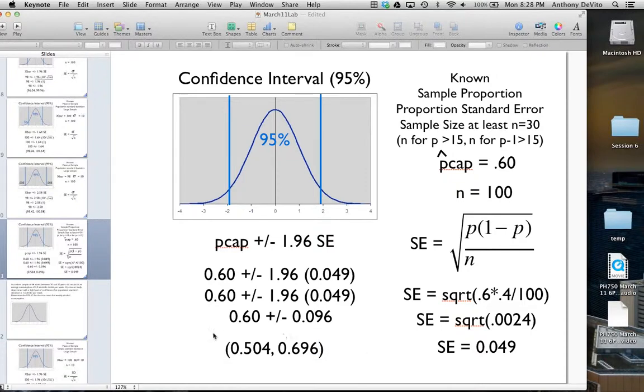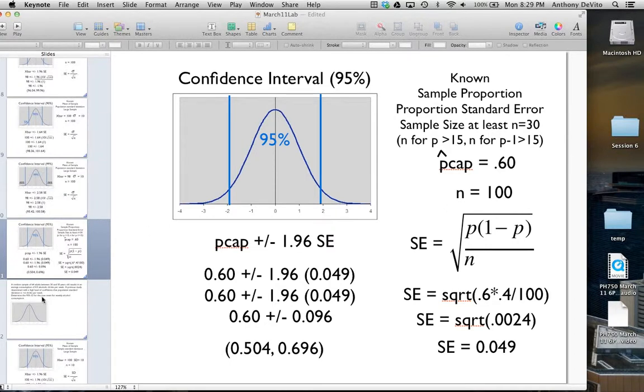So we're 95% sure our true population proportion for people that have this condition is between 50.4% and 69.6%. Our sample said 60%, but that's a point estimate. The range that we're interested in is our 95% confidence interval, which says we're 95% sure it's between 50 and say 70%. Doesn't mean that we know for sure, but we're that confident. If we wanted to be more confident, we would have said 99% confidence interval and used 2.58 here.